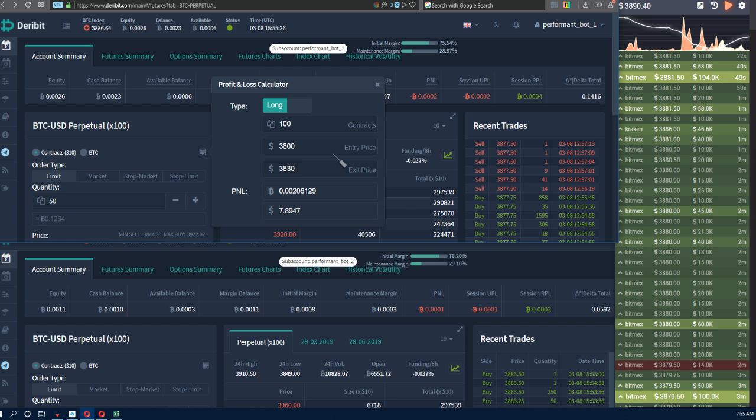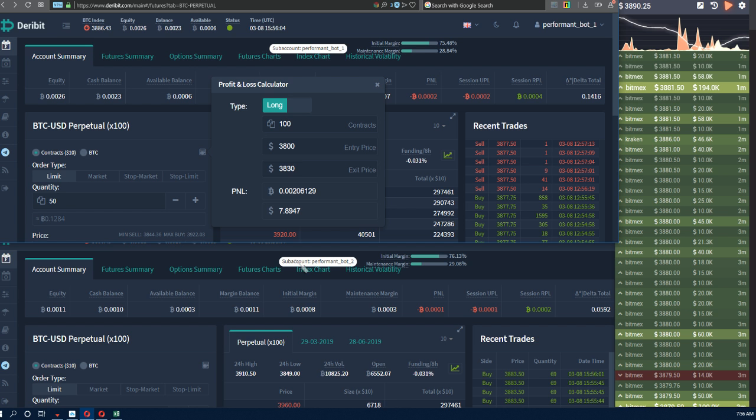I enter a long position at 3,800 with 100 contracts. That's $10 each, about $1,000. So it moves up $30, and I make $7.89. I'm happy. What did I do? This calculator isn't really telling you too much. It's not giving you any percentages. It's not telling you certain things that as a trader you might want to cover.